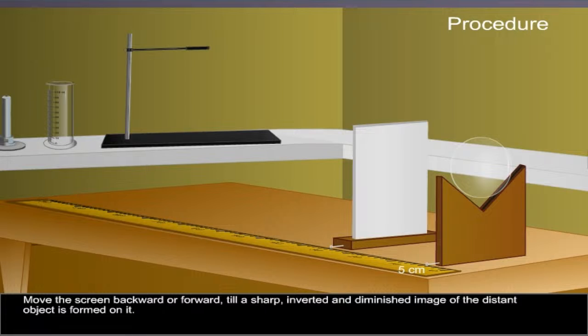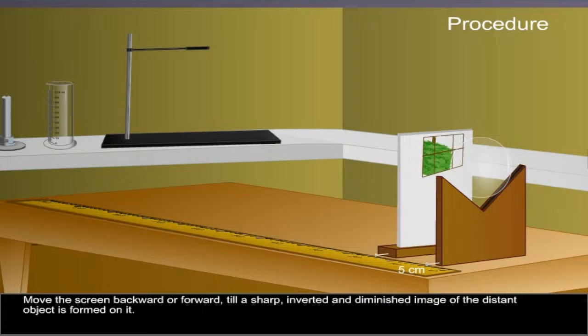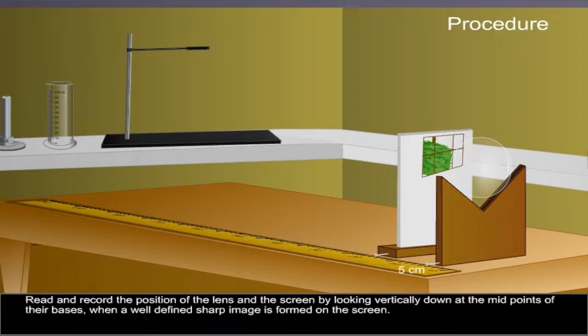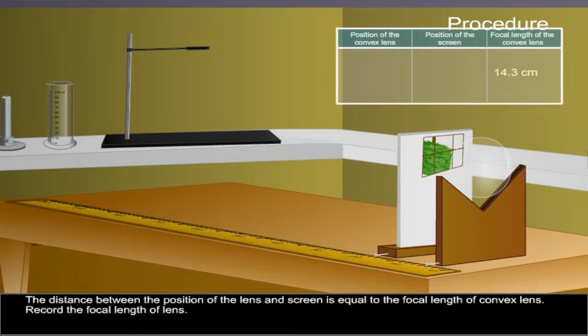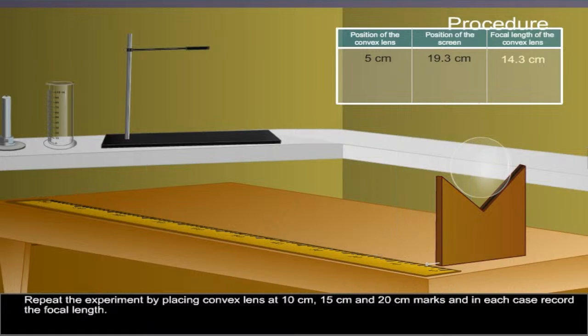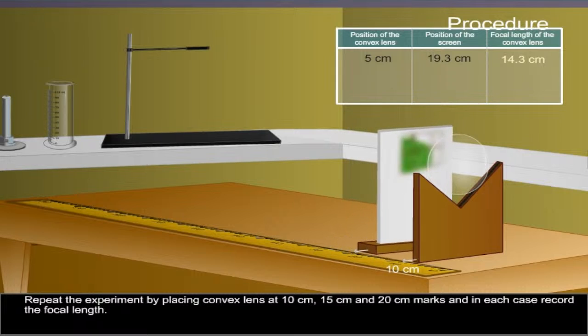Move the screen backward or forward till a sharp, inverted and diminished image of the distant object is formed on it. Read and record the position of the lens and the screen by looking vertically down at the midpoints of their bases when a well-defined sharp image is formed on the screen. The distance between the position of the lens and screen is equal to the focal length of convex lens. Record the focal length of lens. Repeat the experiment by placing convex lens at 10 cm, 15 cm and 20 cm marks and in each case, record the focal length.